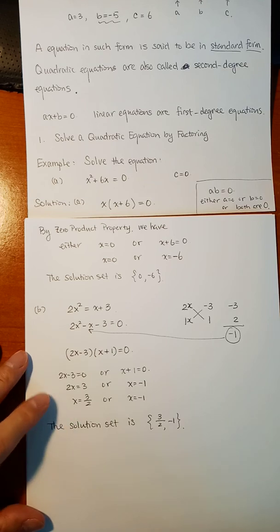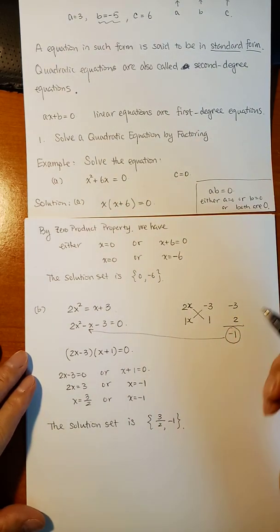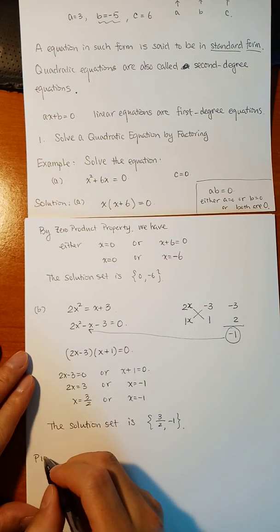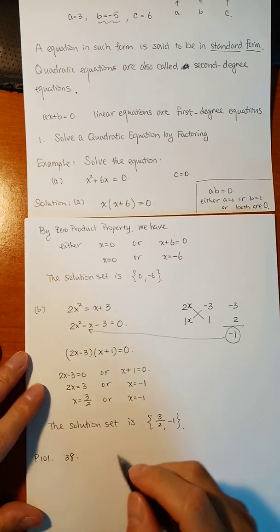Okay, so this factorization trick is very useful, but sometimes it's also very tricky. So you have to properly select the factorization. For example, let me give you more examples from the exercise part. Right, let's try. On page 101, exercise 38.